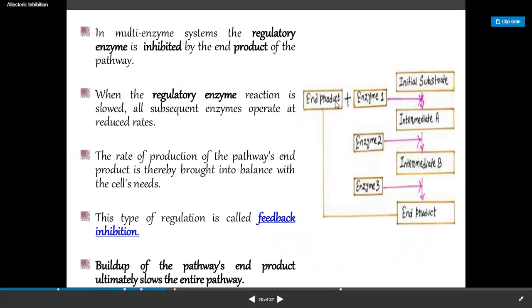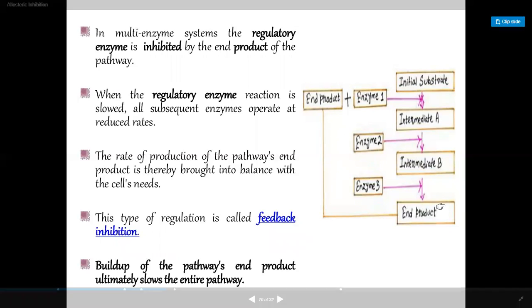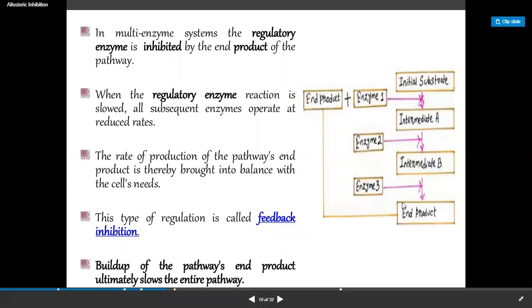This is the end product. This is the initial substrate, and an intermediate will form, then another enzyme will come, and there is another intermediate, and another enzyme will come here and form an end product. So this reaction is conducted by three enzymes, and this end product can also bind to the first enzyme to regulate the production of more end products.